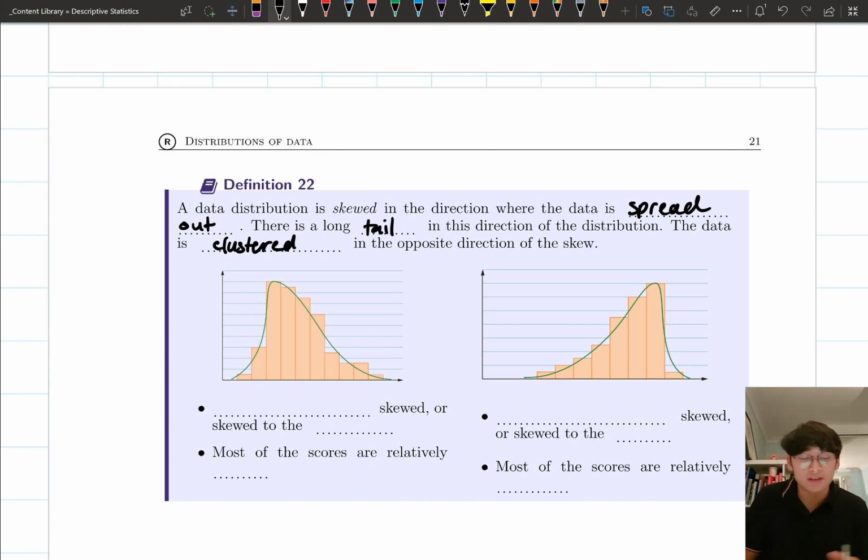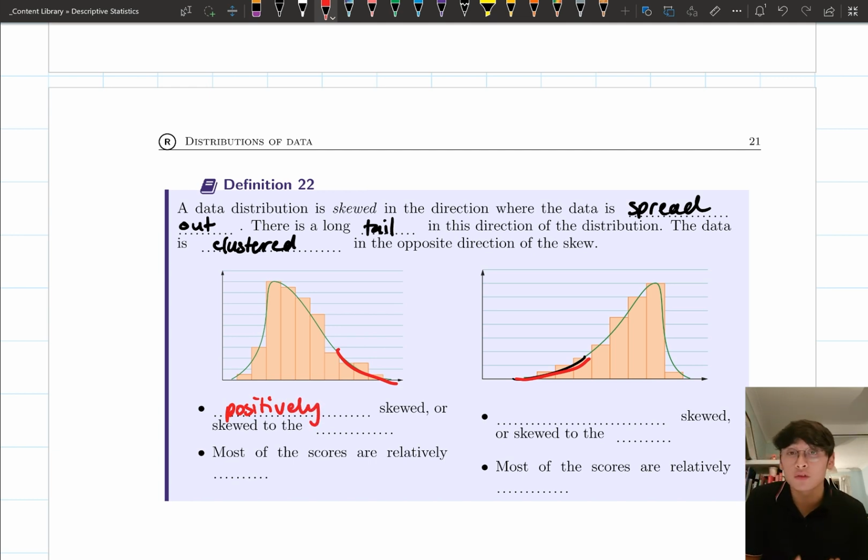If you have a look at both of these sets of data, most of the data is pushed towards one side, and you notice that there's a long tail, where there's fewer scores on both of them. Here you've got this tail over here, and over here you've got the tail over here. And this is where the scores are spread out. These two distributions have particular names. This first one is called positively skewed.